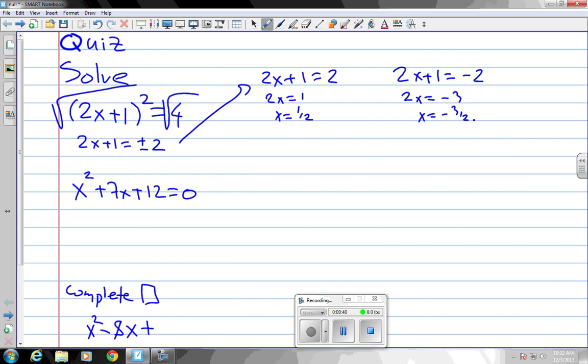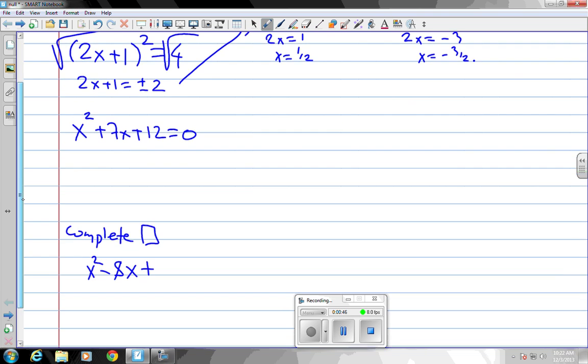Right? Because we like that form when it's everything inside the square. Kill the square. Don't forget plus or minus. How about the next one? What's the best way of solving it? Factor. So how do you factor that one?